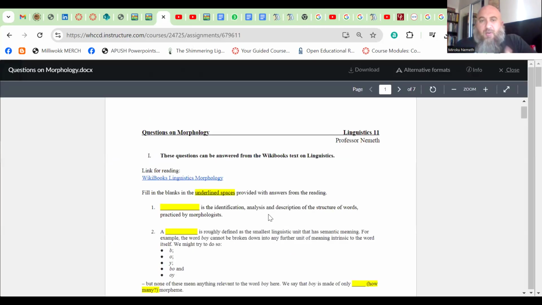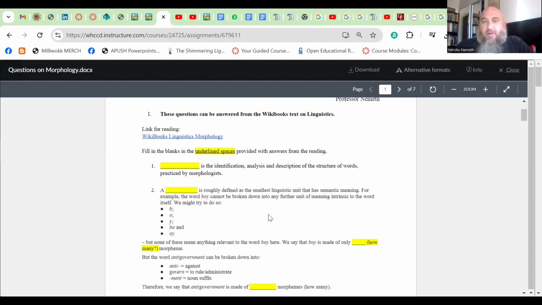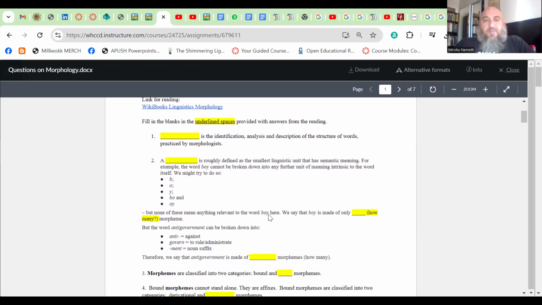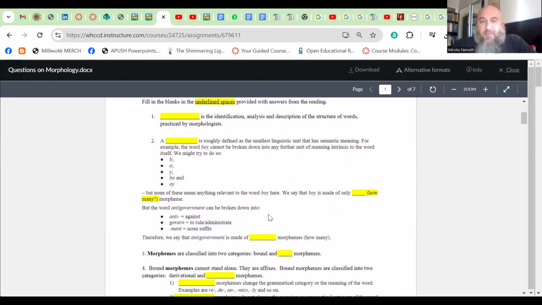And so morphology: the identification, analysis, and description of the structure of words, practiced by morphologists. A morpheme is roughly defined as the smallest linguistic unit that has semantic meaning. It has a valid meaning in a language. So "boy" can't be broken down into any none of those; the B, the O, the Y, the BO, the OY, they're not meaningful in and of themselves in relation to the meaning "boy." So it only has one morpheme.